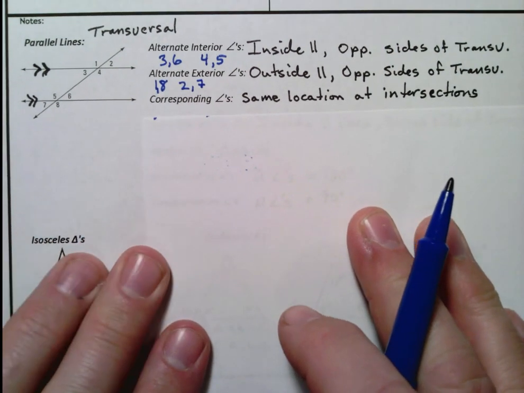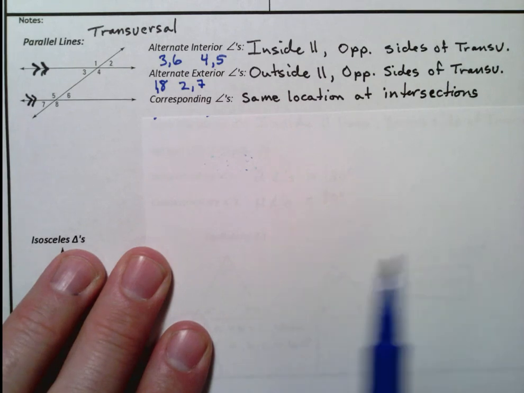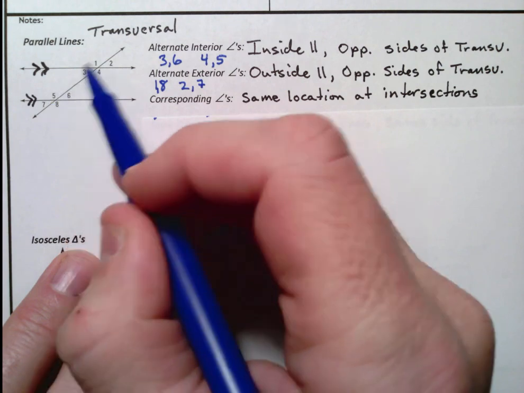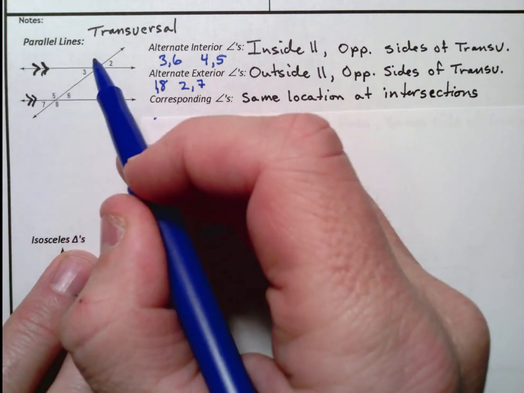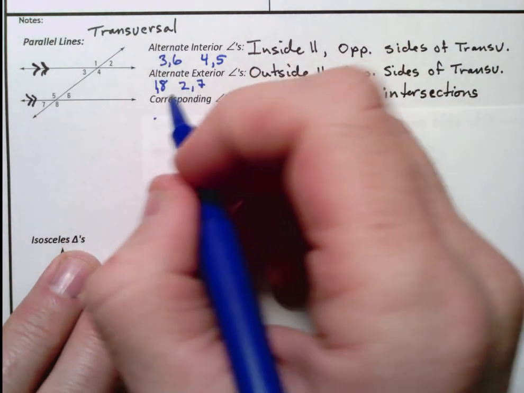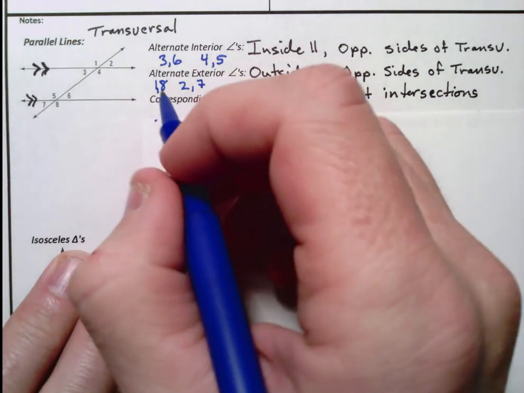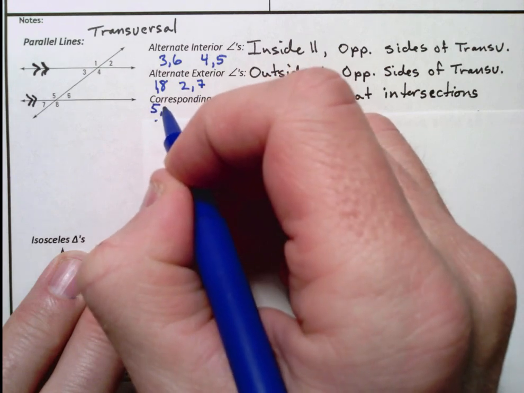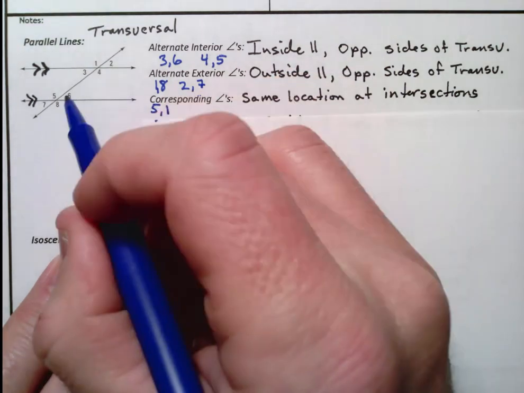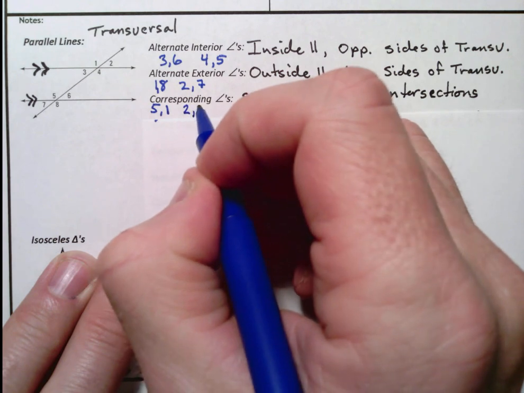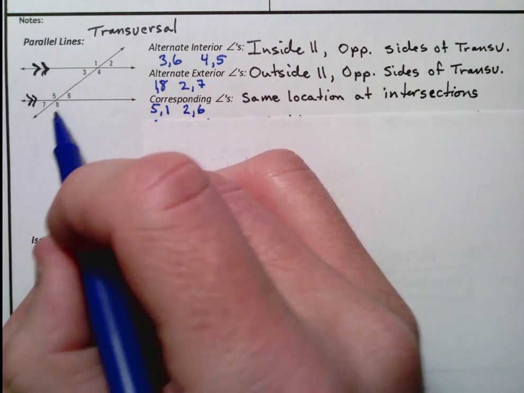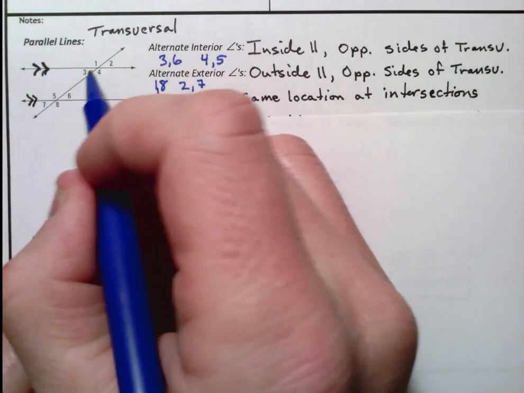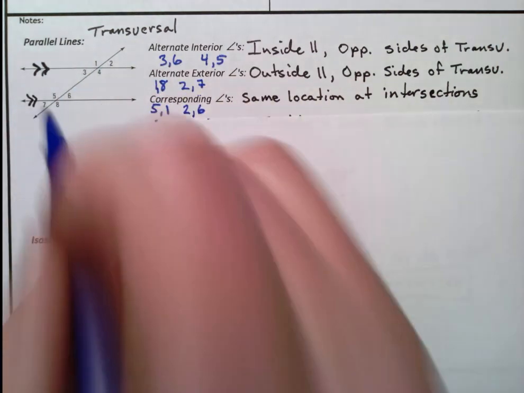Corresponding angles are angles that are in the same location at both intersections. You'll notice there's a crossing intersection here and a crossing intersection here. The angle in the top left will match the angle in the top left here as well, and those angles are congruent. So 5 and 1 are corresponding angles. You could also argue that 2 and 6 are corresponding angles as well. I'm not going to write them all down, but there's more: 8 and 4, and 3 and 7, being the bottom left angle in each intersection.